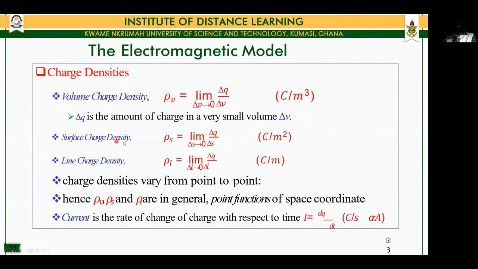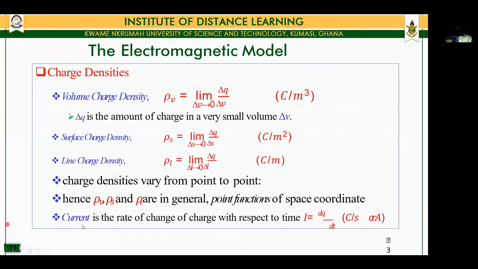And then we can also talk about surface charge density. On a surface, you can have a certain amount of charge within a very small surface area, and the ratio of that gives us the surface charge density, also measured in coulombs per meter squared. You can also have a line charge density, which is the ratio of the charge to the line on which the charge exists, measured in coulombs per meter. And charge densities could vary from point to point. Therefore, rho v, the volume charge density, as well as surface charge density and line charge density, are point functions of space coordinates. It means that at different points in space, the value of the densities may be different.